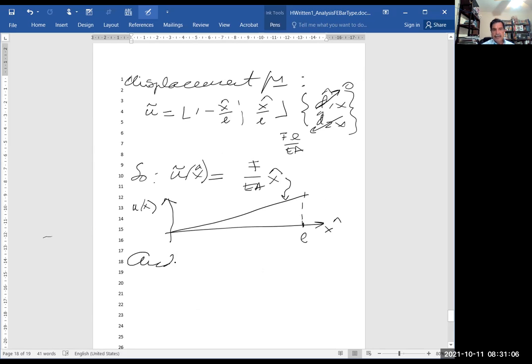The analytic solution, I'm not going to do it, I'm just going to set up the equation that we have to solve. In this case, how much is f of x, people? How much is f of x?